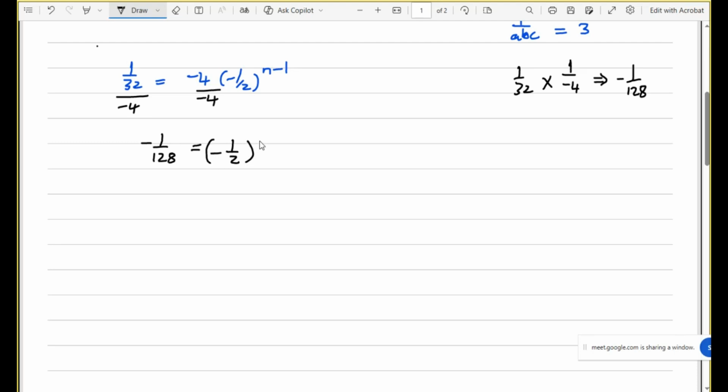Now, everything to the power n minus 1. Can someone tell me what is 128 equal to as base 2? 2 to the power 7. I think everyone understands where that is coming from, because we say 128 shift fact. So this will be -1/2 to the power 7 is equal to -1/2 to the power n minus 1.